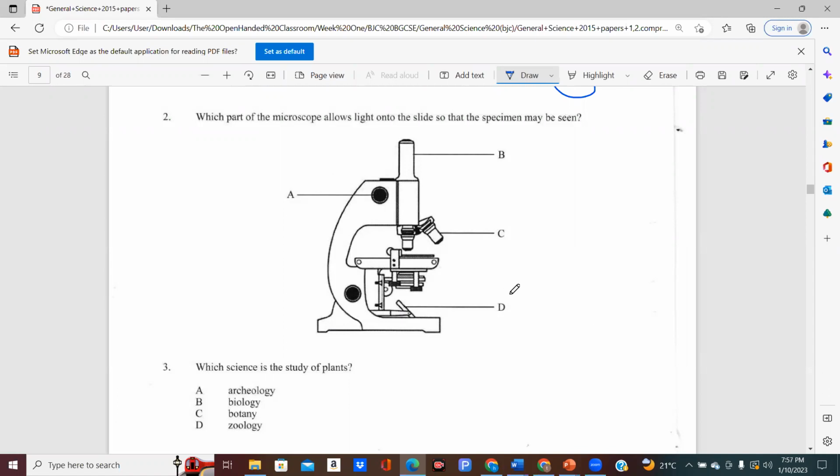No, it's actually D. What is D? It's actually a mirror. Okay. Y'all so quiet. Y'all don't know that? Yeah, it's a mirror. Or sometimes in some microscopes, it's a light. Some microscopes have a light, others have a mirror. A lamp or a light or whatever.